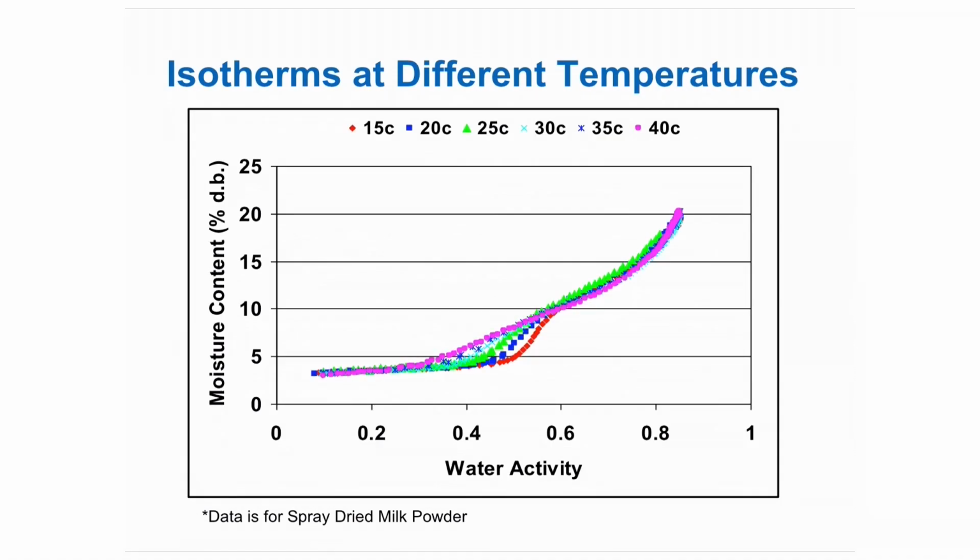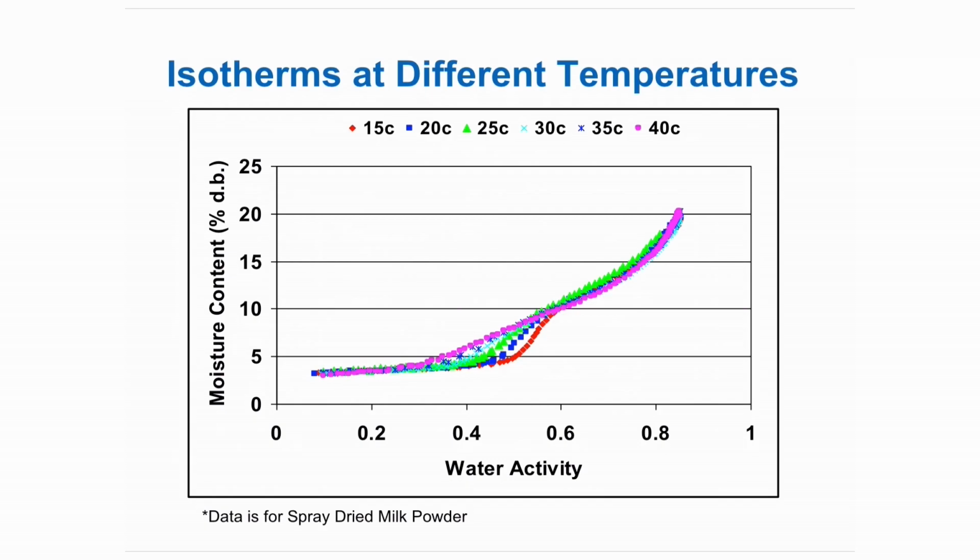Now, if we change the temperature of the isotherm, we will change the critical water activity. And you can see pictured here that as you change from 40 degrees C down to 15 degrees C, the critical water activity as temperature increases goes to a lower water activity. And this is important because at 25 degrees C, you may be sitting at 0.3 water activity for this particular spray-dried milk powder and be below that critical water activity for 25 degrees C.